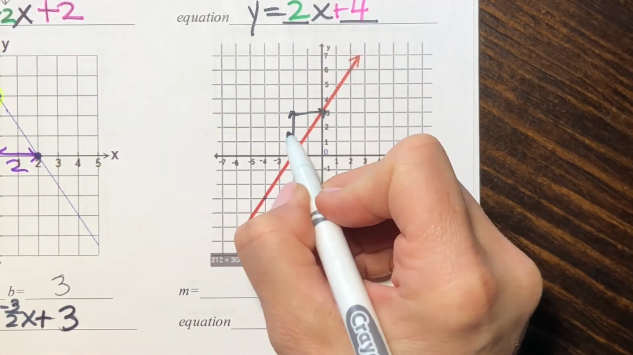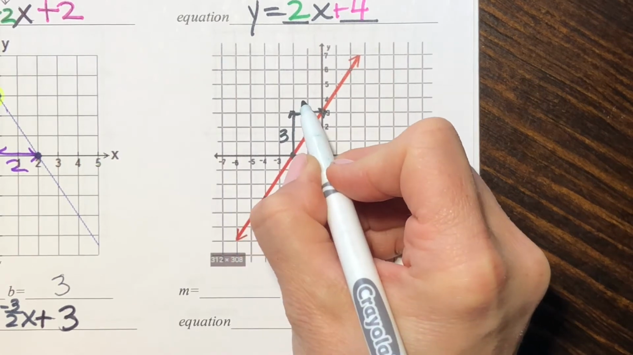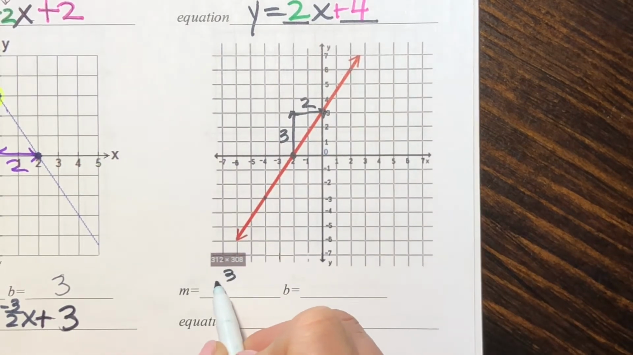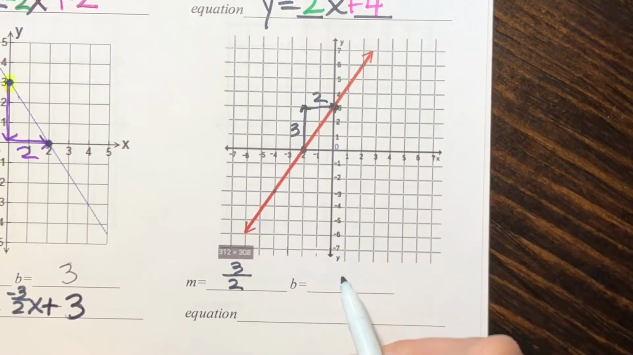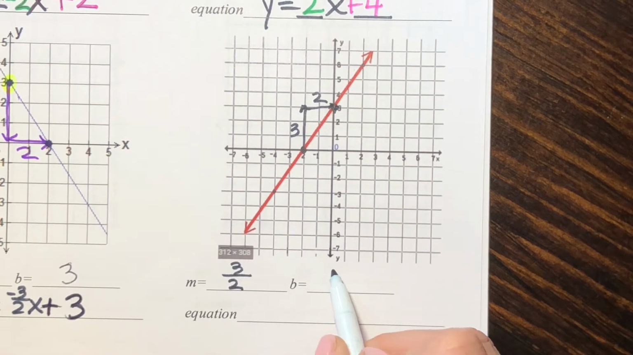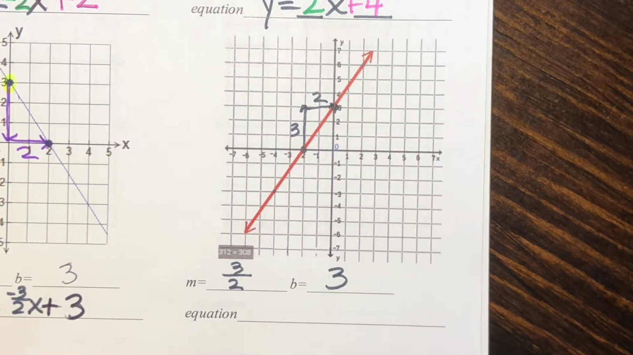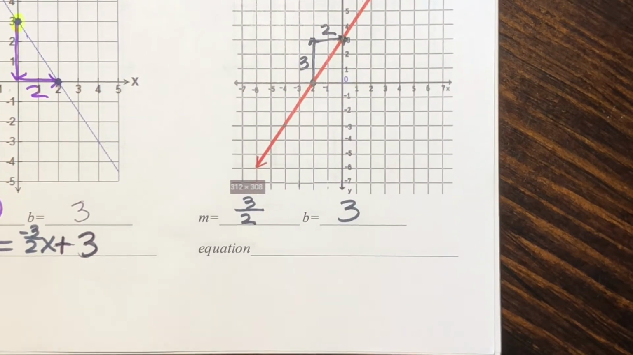So from here to here, I rose up 3 and I ran 2, which means my slope is rise over run, 3 over 2. And my y-intercept is, again, just like it was over here, a +3. I have everything I need to assemble my equation. It's like I'm getting ready to bake a cake. I have all my ingredients. Now I just need to get them in the right spot.